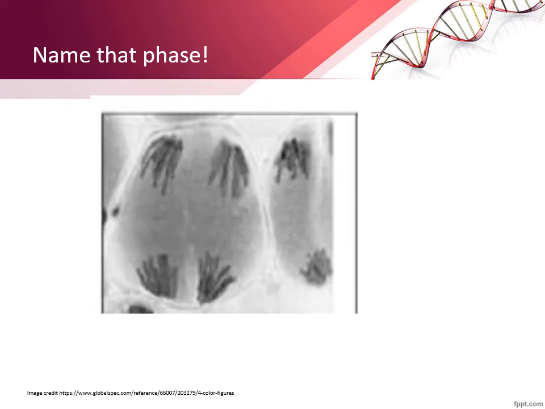How about this one? What do we think this one is? Name that phase. Is it prophase, metaphase, anaphase, telophase? I like either late anaphase or early telophase. 1 or 2? Let's go with 2 because, of course, we have 1, 2, 3, 4 groups being formed. So this must be meiosis 2, either the very end of anaphase or the beginning of telophase.